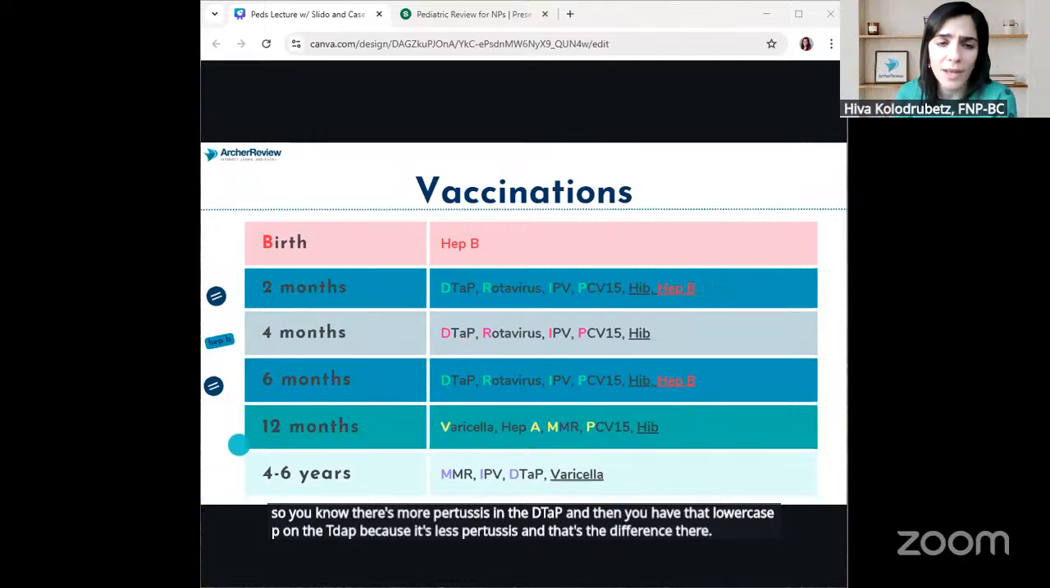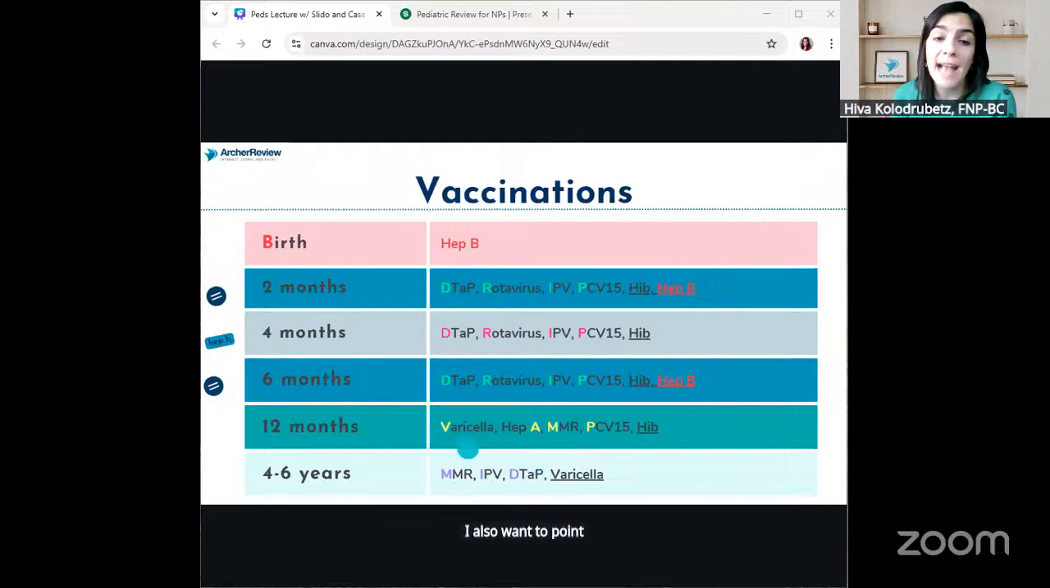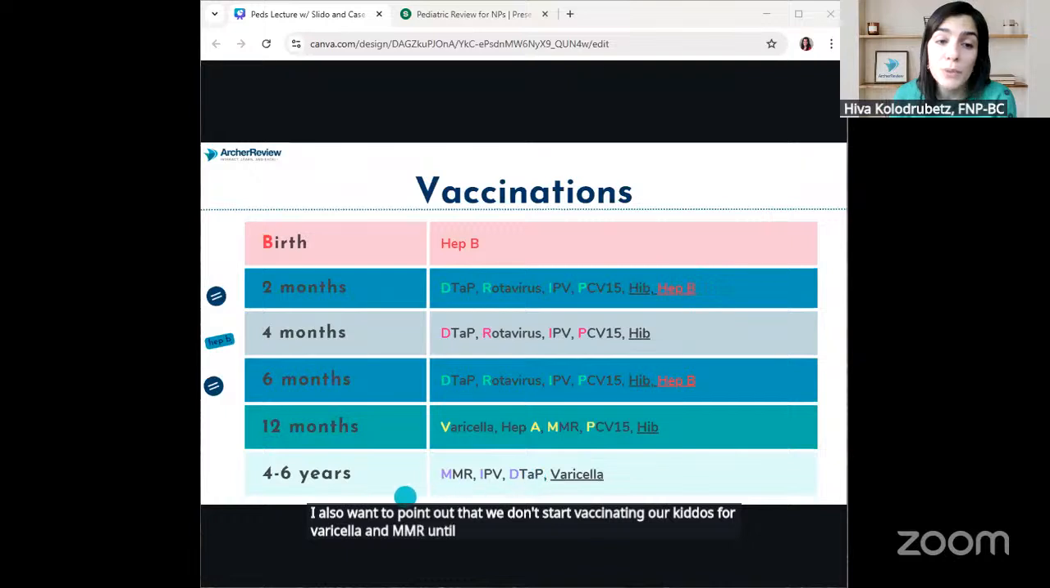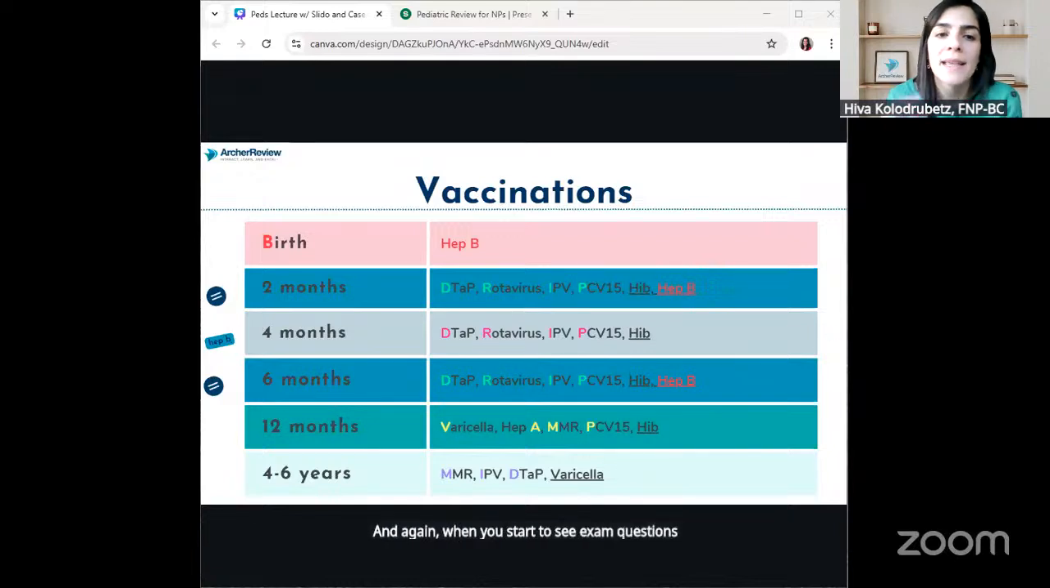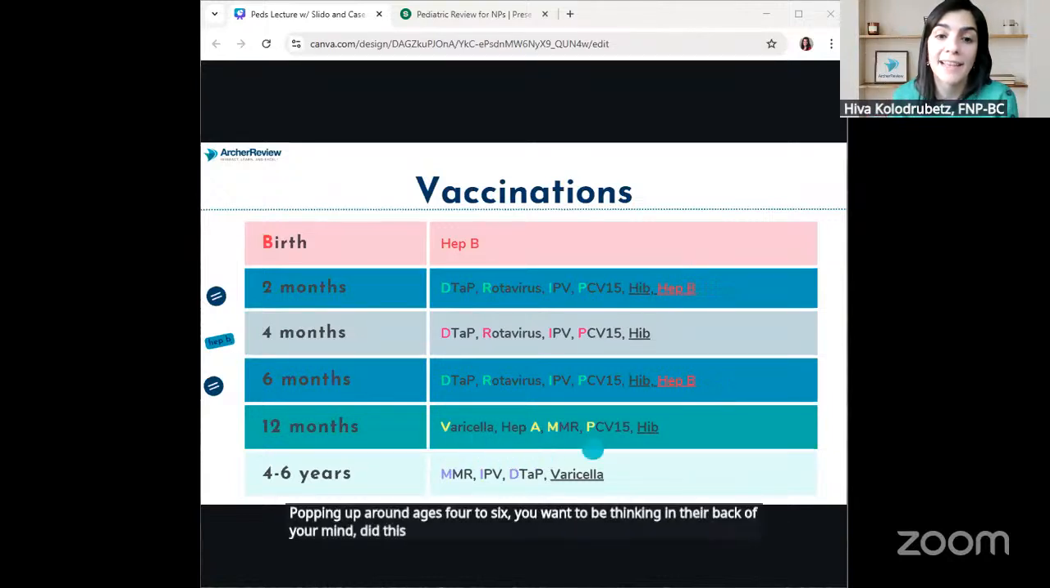I also want to point out that we don't start vaccinating our kiddos for varicella and MMR until 12 months, and then we do a booster at 4 to 6 years. When you start to see exam questions with exanthems popping up around ages 4 to 6, you want to be thinking in the back of your mind, did this child get their varicella and MMR if they're exhibiting some of those symptoms of measles, mumps, rubella, varicella?